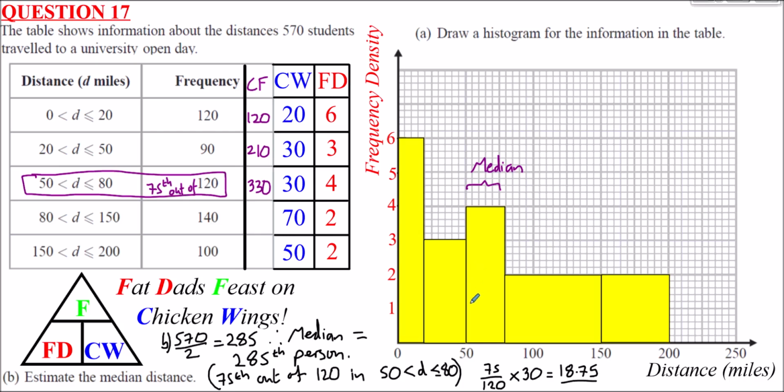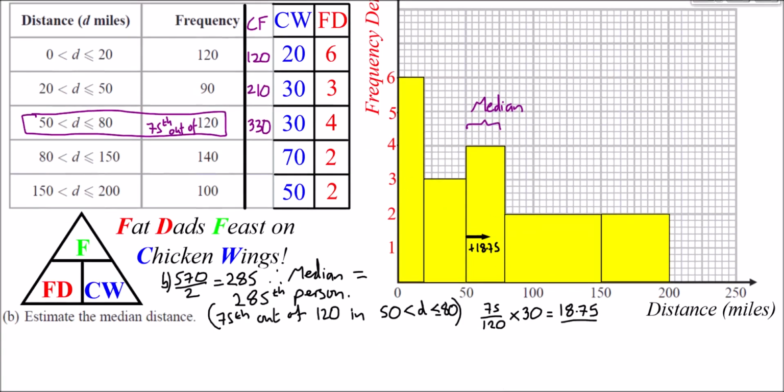So the median is going to be 18.75 the way into this bar. So we start at this bar here, and we're going to go, whoops, wrong arrow, we had an arrowhead here. So we're going to go just over halfway, 5/8 into it. So it's going to be plus 18.75. So therefore we can estimate our median.